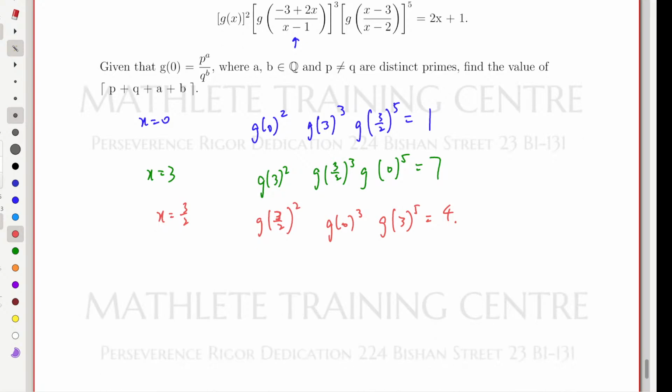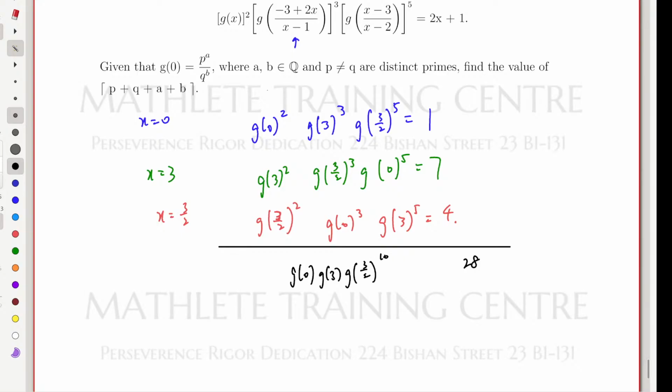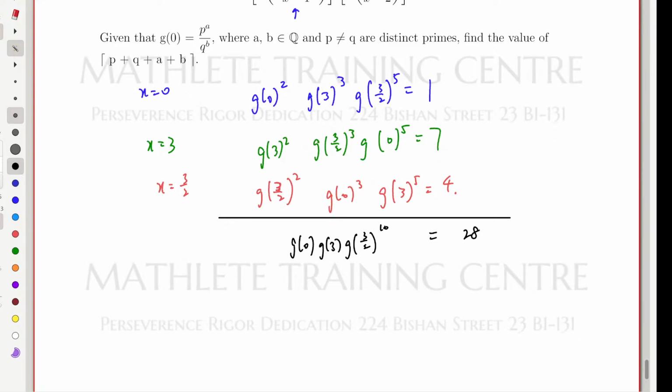Okay. So now, how to find g0? Obviously, the thing to do is probably to multiply all of them together, right? So probably you want to multiply them together. So that equals 28. That equals g0, g3, g of 3 over 2 to the power of 10. Okay, so we can get something. But after you get this, the question becomes how to remove the g3 and g of 3 over 2, right? So I'm thinking of a way to remove that.